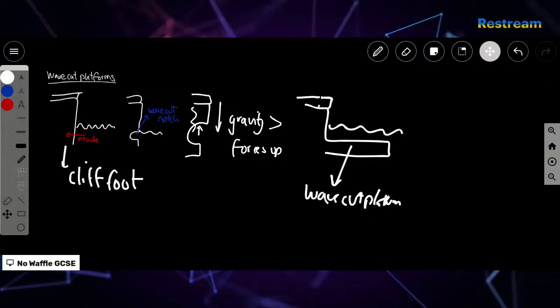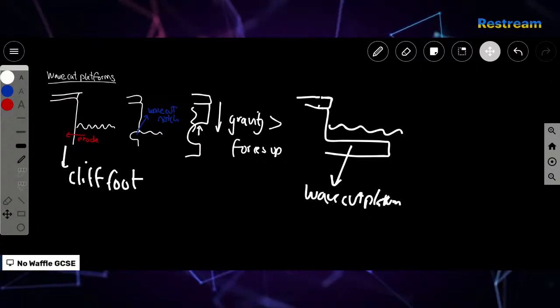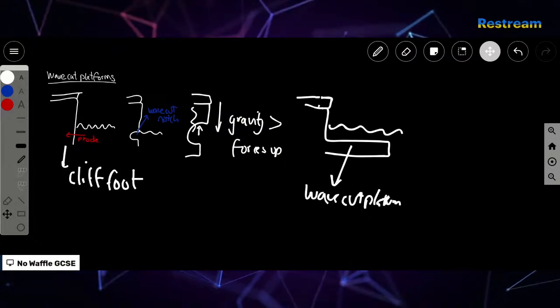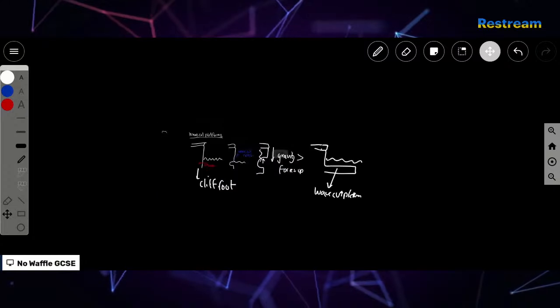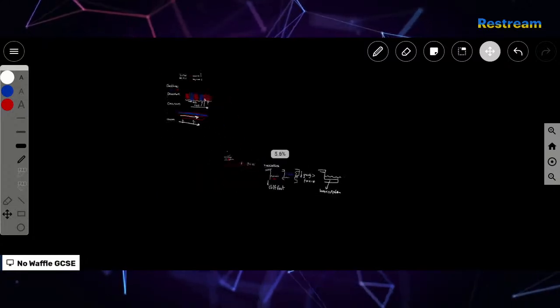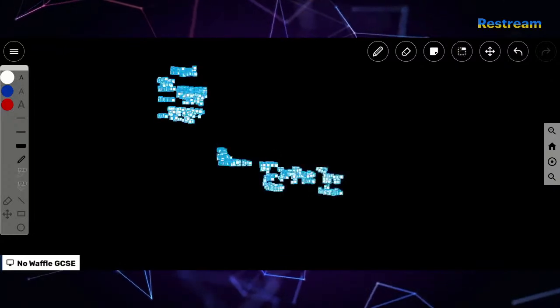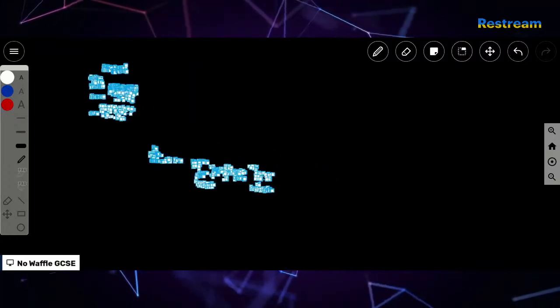We're now going to look at how beaches are formed, which is the next part of the specification. So that's erosional landforms. Now we're going to look at depositional landforms, which we'll start off with beaches. Let me just group these together. Okay. So beaches.